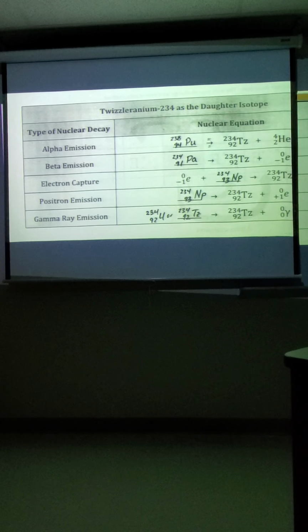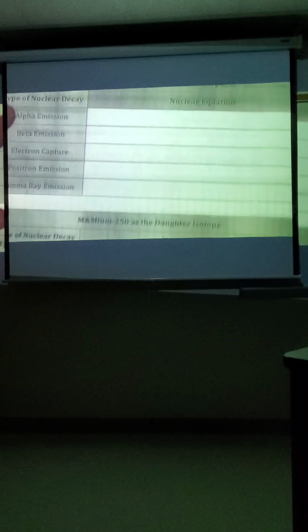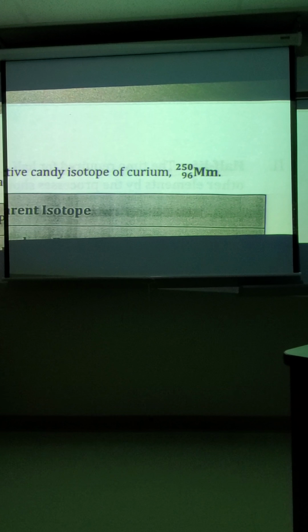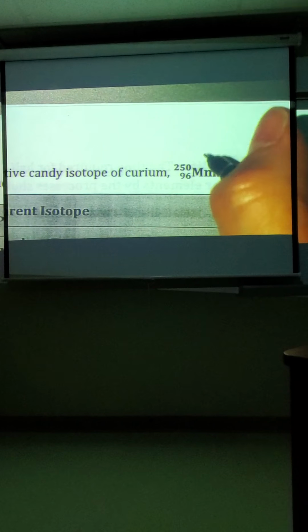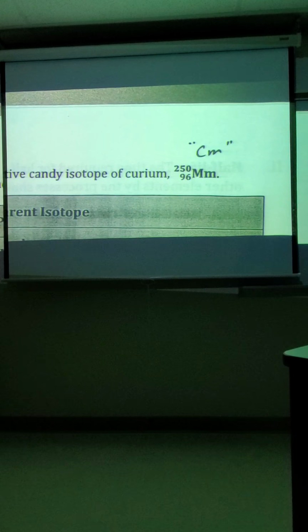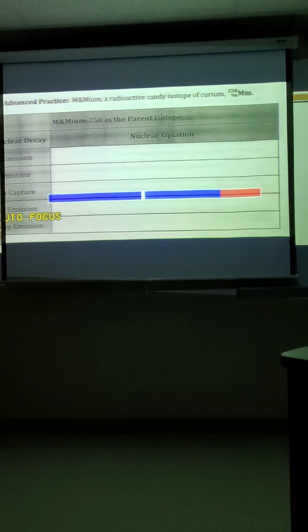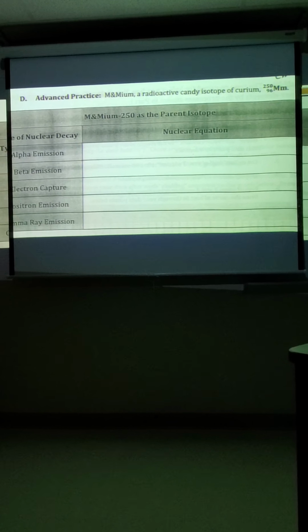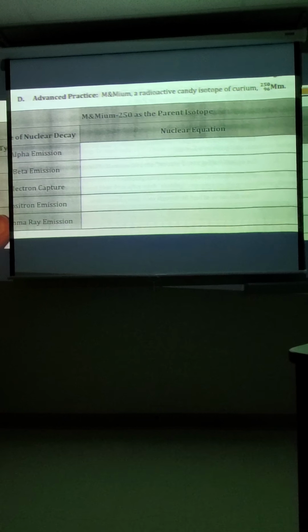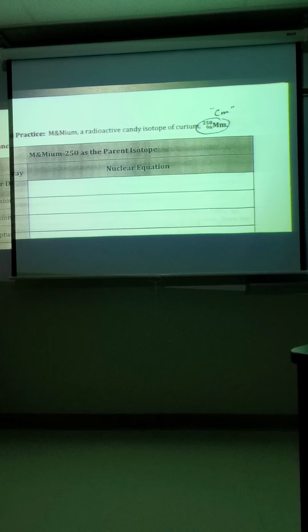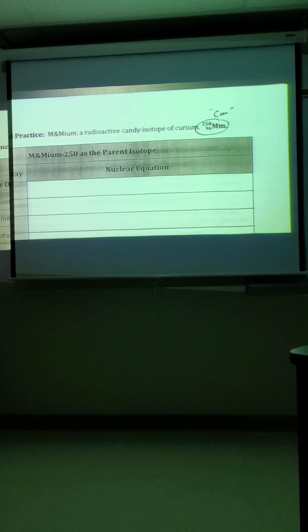So as we move to the next page, the only thing that we're doing different is now we're using a candy isotope of curium. We're going to call it M&Mium because we're going to be using M&Ms. So whether this is MM or CM, doesn't really matter. But what does matter is this page is blank. So now you get to write out the entire reaction and mimic it just like the previous page, but every time you saw Tz, 234 over 92, you're going to put 250 over 96 in its place and do the new math associated with it. I'll let you do that, and you'll be able to check the answer keys later.